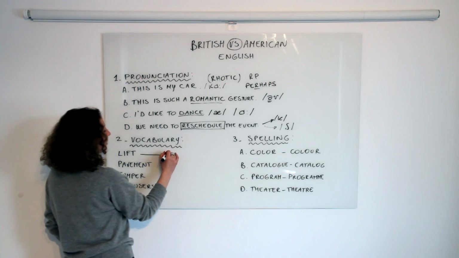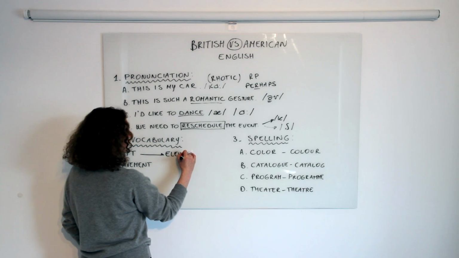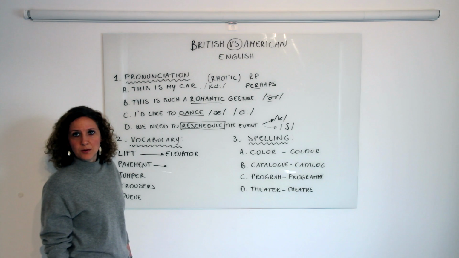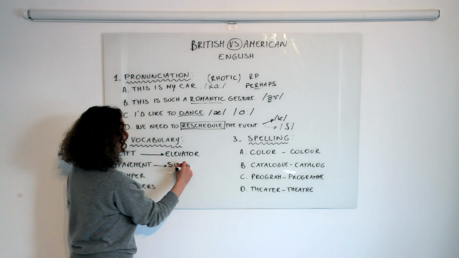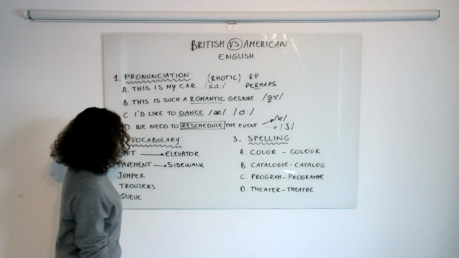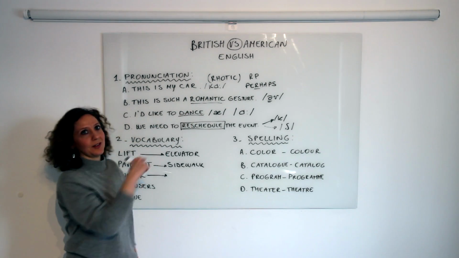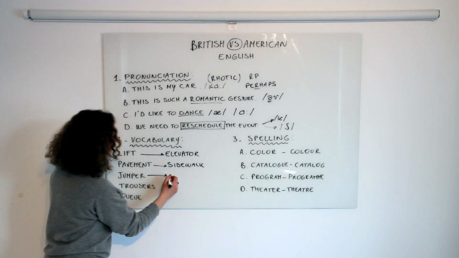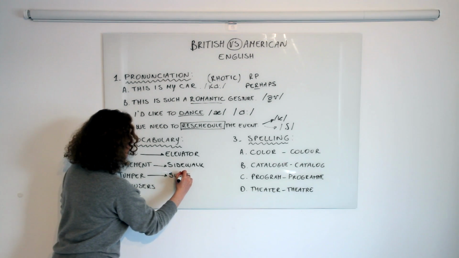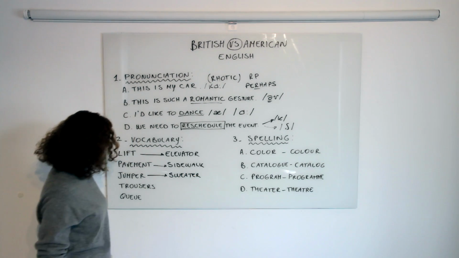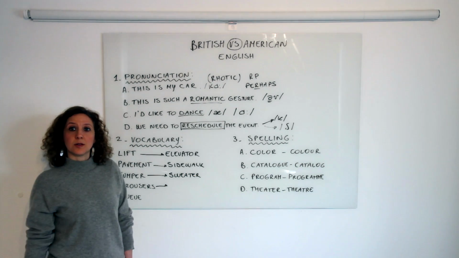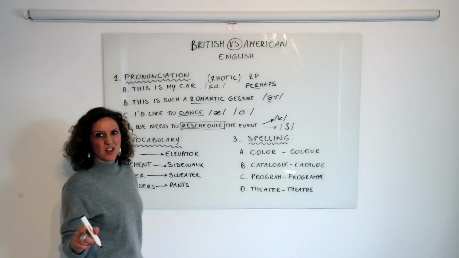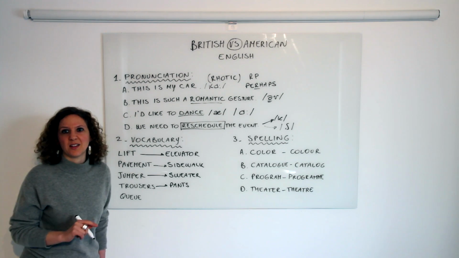So lift, that would correspond to elevator in American English. And also pavement. Pavement is not used in the USA. What we say is sidewalk. Jumper, and I'm trying to imitate the accent here, I'm not very good at giving an impression of British accent, but jumper actually is sweater in American English. Trousers, that is also not used in American English because what we say is pants. Not to be mistaken for panties, which is a quite different thing, underwear.